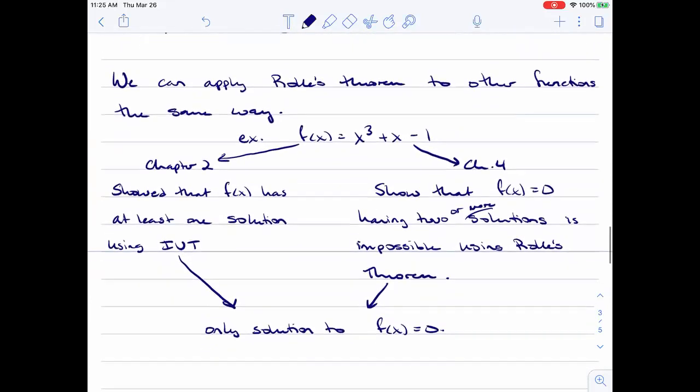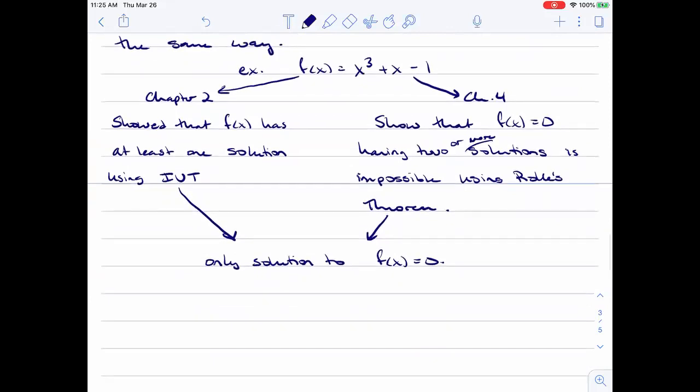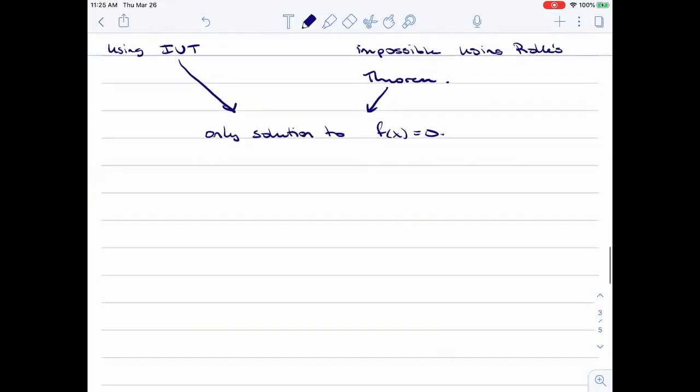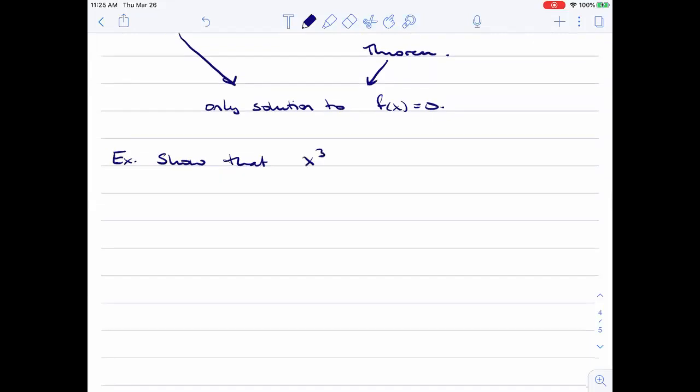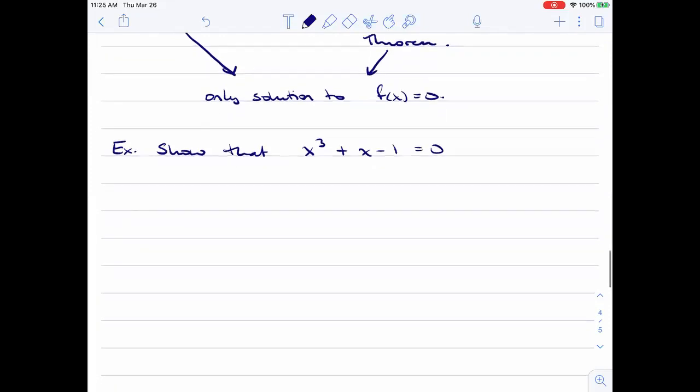It's going to be broken up over the page, but I guess that's okay. So let's do an example of this where we actually use it, and we'll use that function that we were just talking about. Show that x to the 3 plus x minus 1 equals 0 has exactly one solution.